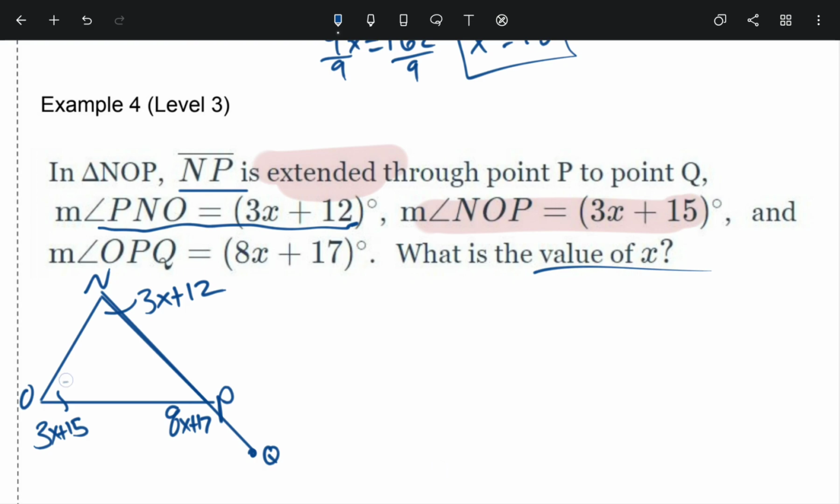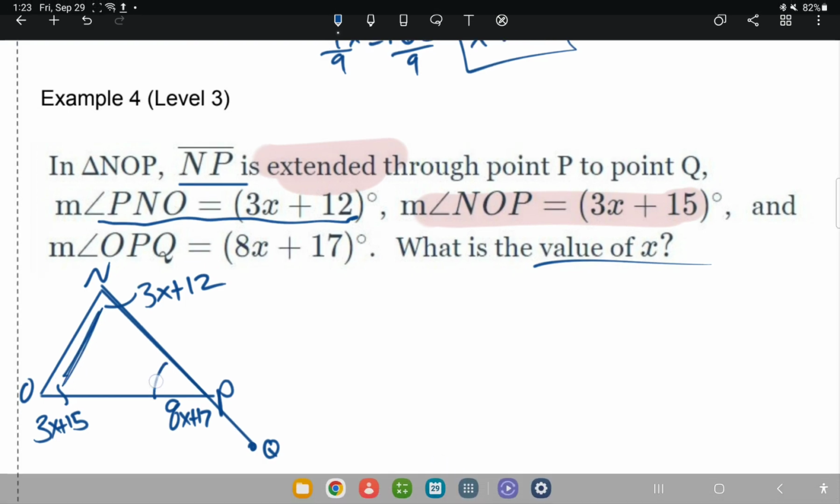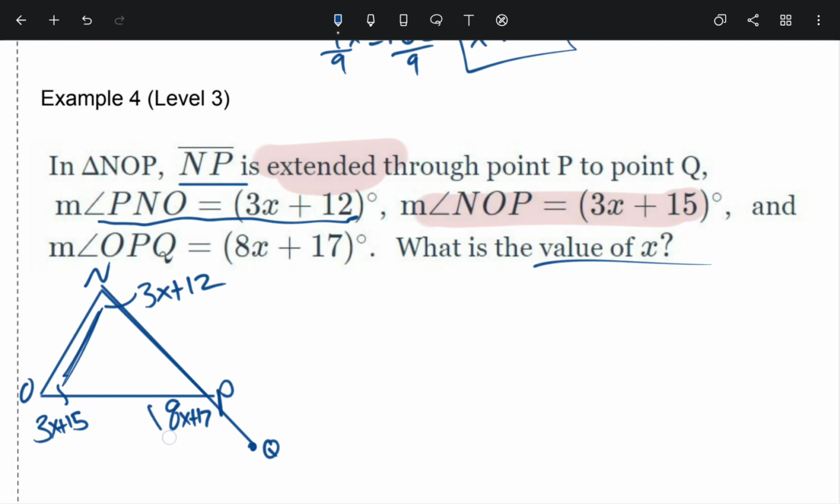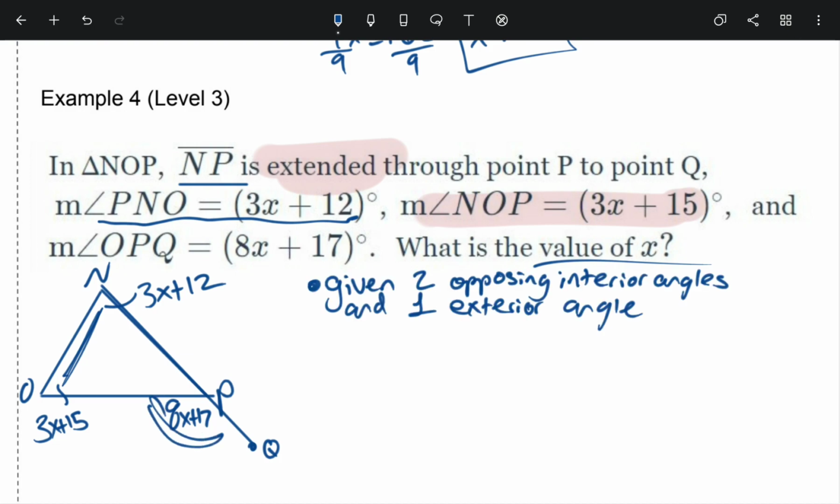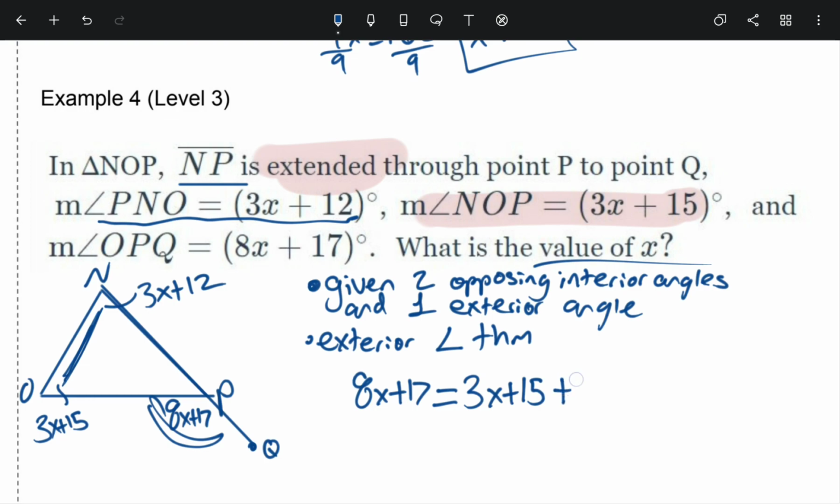So we are given two opposing angles and not an interior, we are given an exterior angle. That hints to me that we're going to use one of our exterior angle theorems. In this case, the exterior is equal to the sum of both the interior. So we could say 8x plus 17, which is our exterior, equals the sum of both of the interiors. So 3x plus 15 plus 3x plus 12.